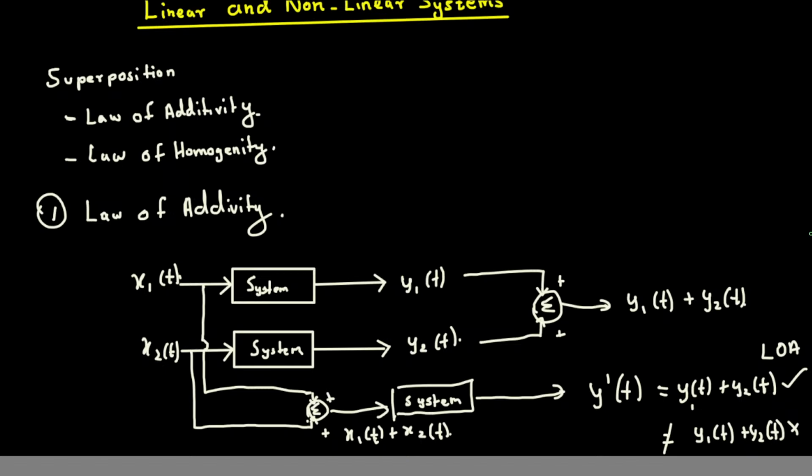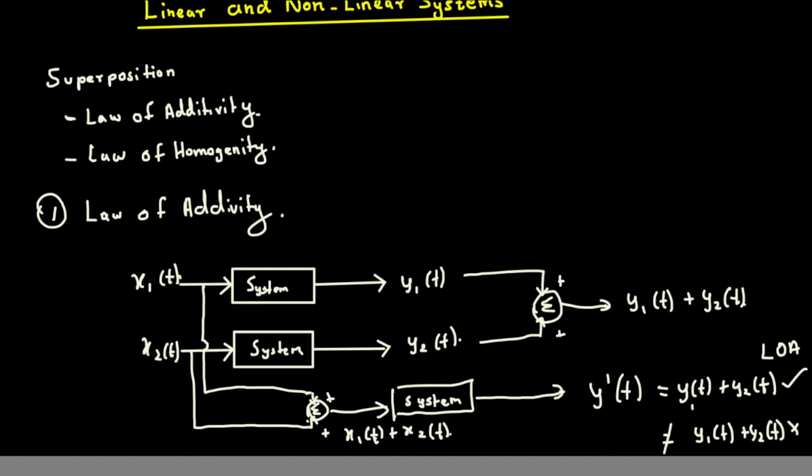So when you're checking whether a system is linear or not, and you're checking the law of additivity, if it does not satisfy the law of additivity, you don't have to check the law of homogeneity. You can stop right there and say it's non-linear. But if it is satisfied, then you have to go to the next step and prove the law of homogeneity as well. Once you prove both of them, you can say this system is linear.